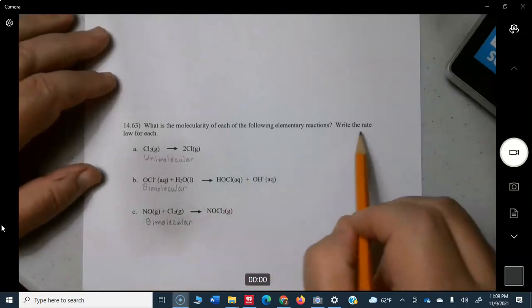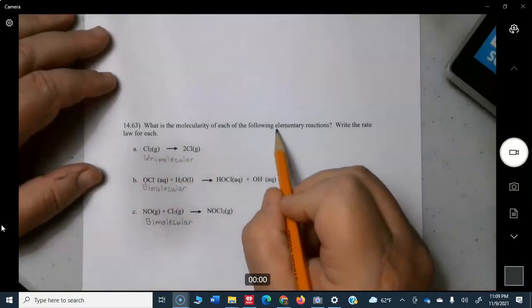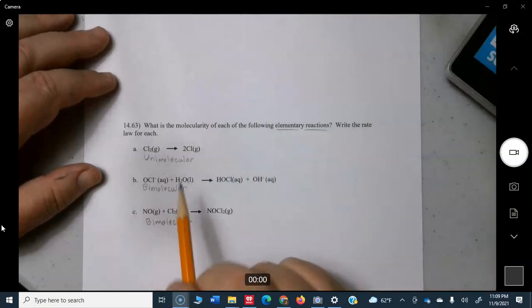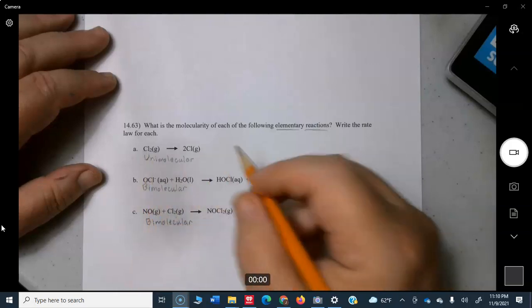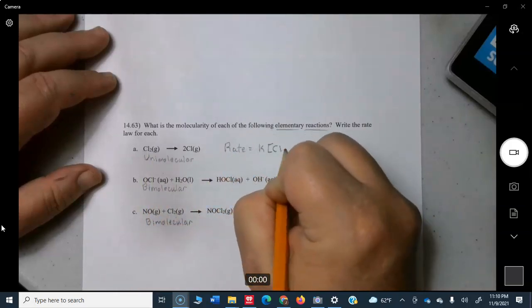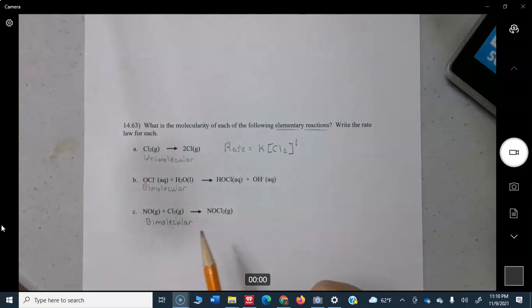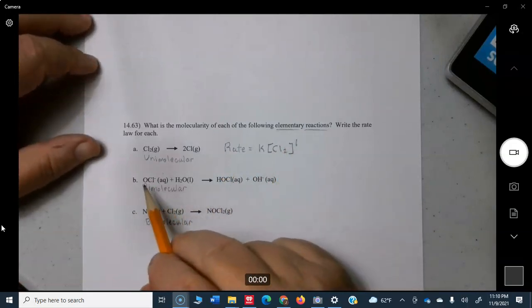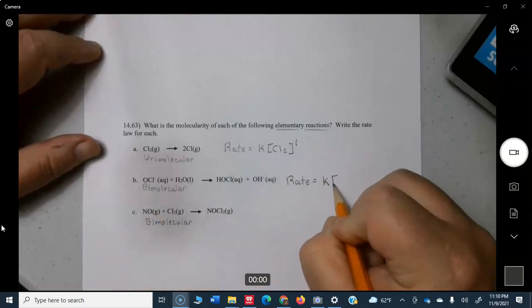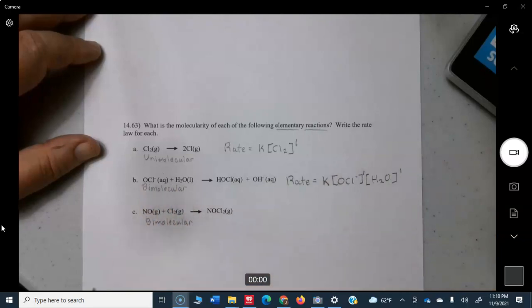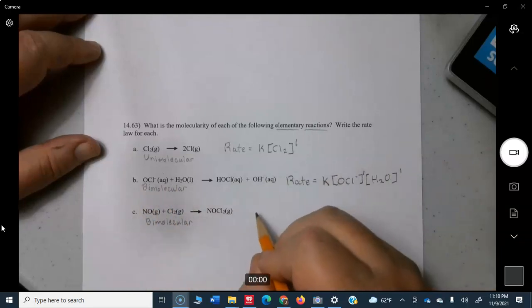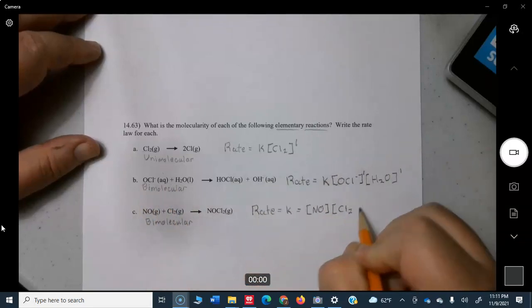Okay, it says write the rate law for each. Since it says these are elementary reactions, it means that we can use the coefficient as the exponent in the rate law. So this one will be, of course, writing the exponent 1 is optional, but the exponent is 1. All right, the next one would be these two. And the exponent's also 1 because the coefficients there are 1. And finally down here. All right, and that takes care of 14.63.